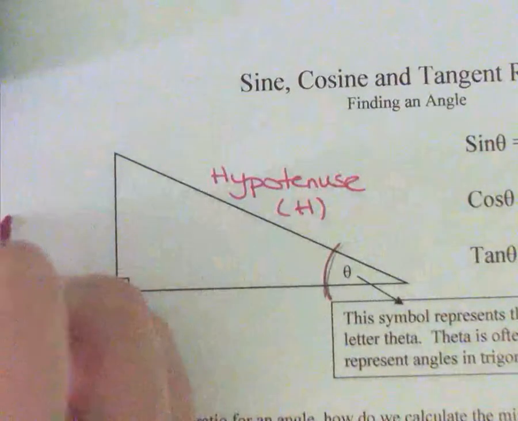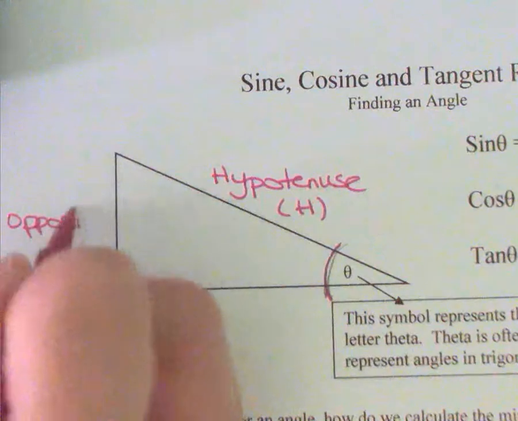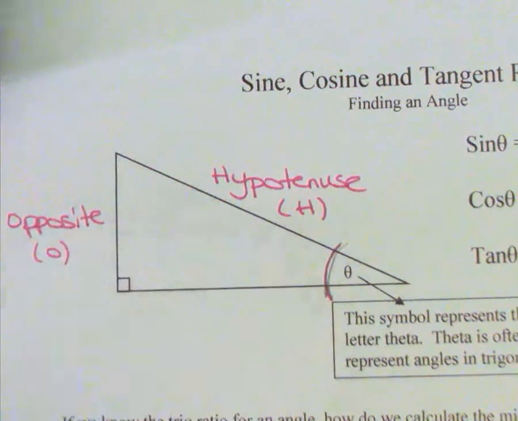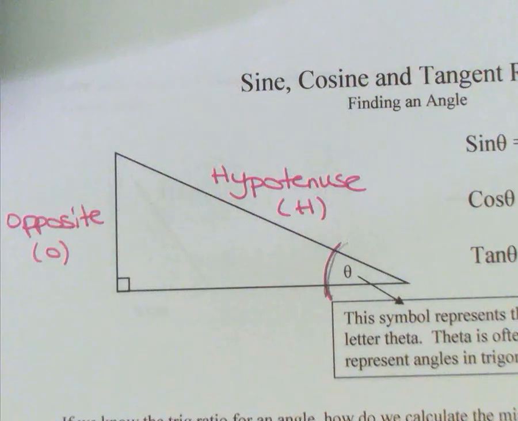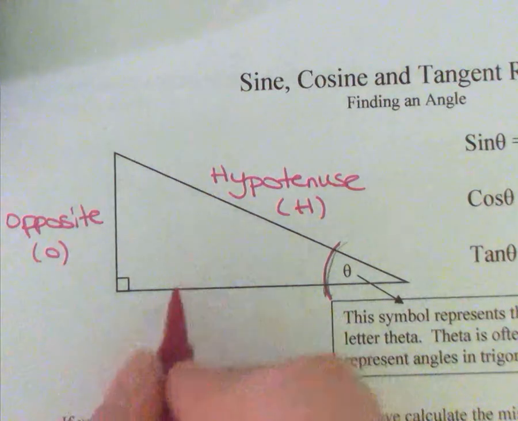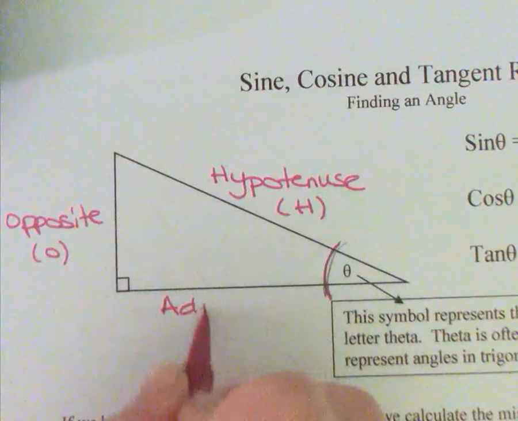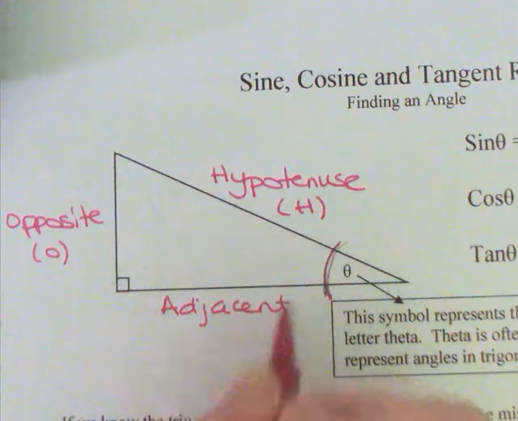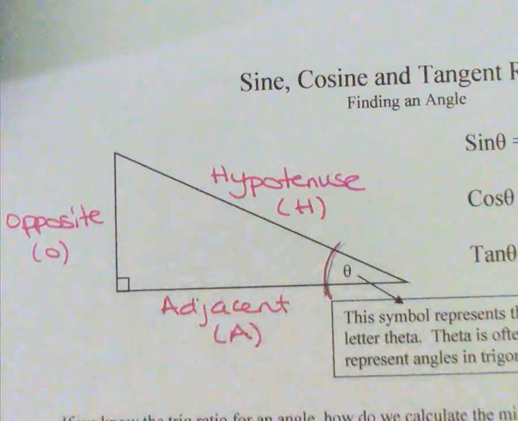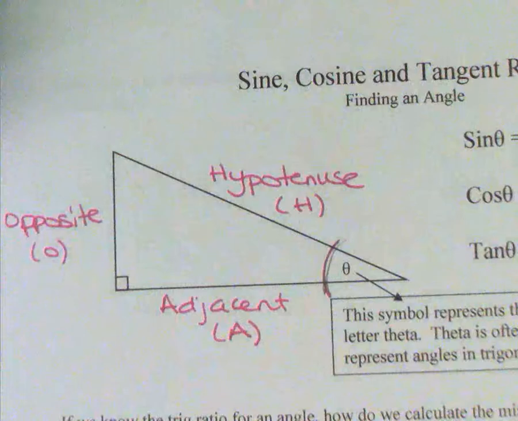This side is opposite the angle they gave me. So again, I'm going to use O to represent that side. And lastly, we have the adjacent side, the side that touches the angle, not the hypotenuse. And we're going to use A to represent that side.